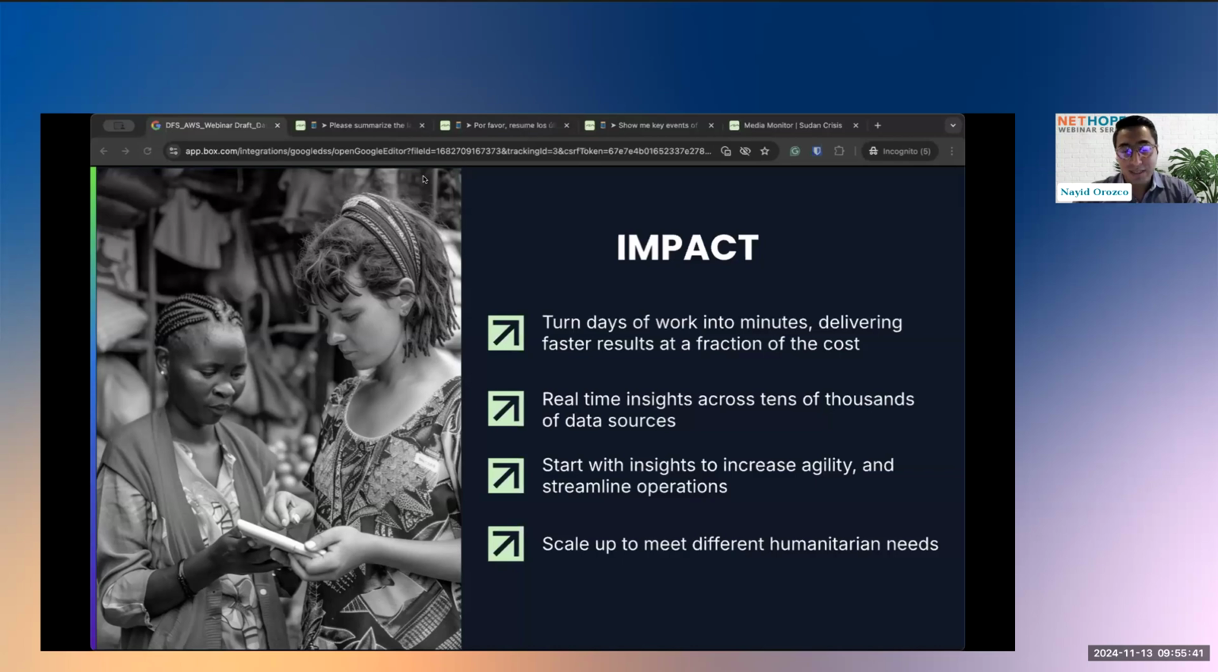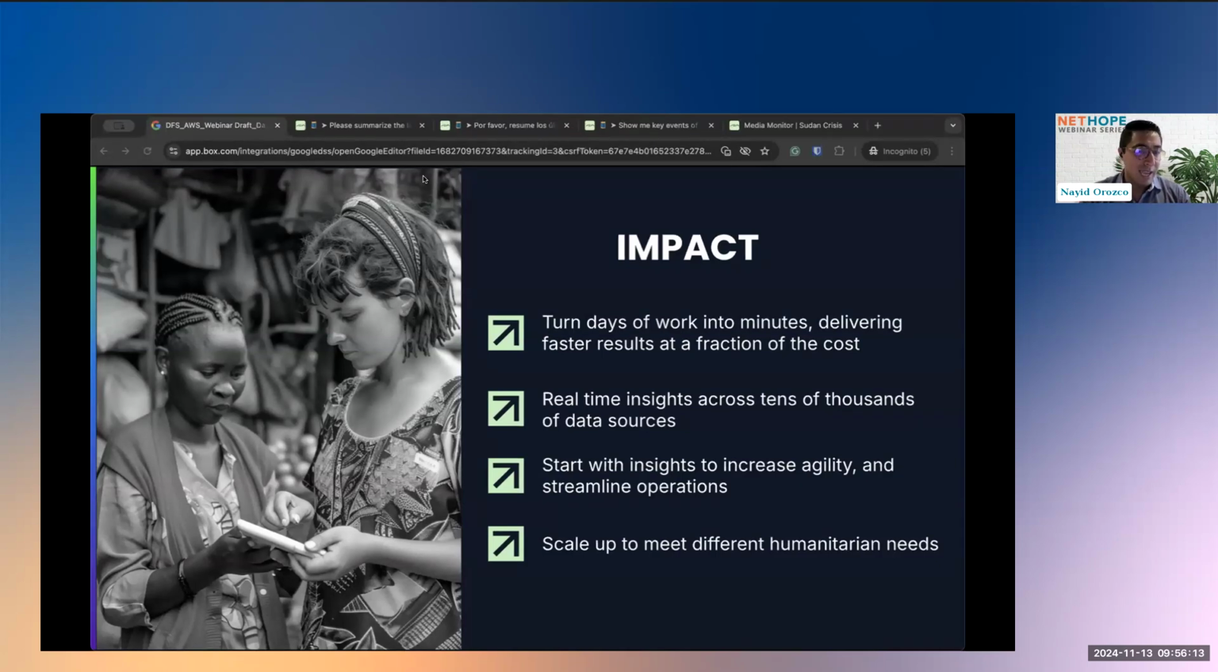First, we are turning days of work into minutes. Our users are now completing comprehensive analysis in a fraction of the time, at a fraction of the cost. Second, we are providing real-time insights across tens of thousands of data sources, as we have seen. Instead of struggling with dozens of browser tabs and countless reports, humanitarian workers can access consolidated and verified information instantly.